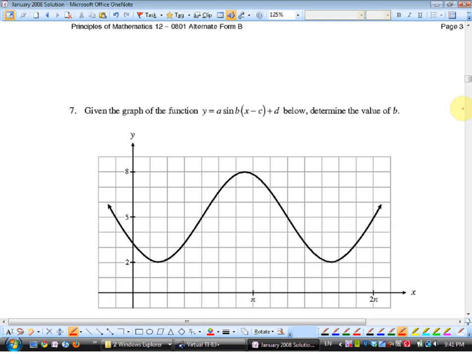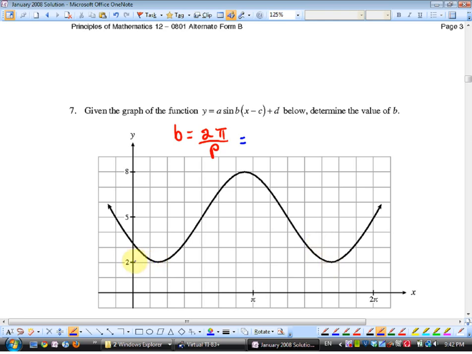Given the graph of that thing, find the value of B. Remember, B is 2 pi over the period. So, how long is the period here? This is a bit of a tough one. They haven't given me nice, easy points to work with. Normally, I try and go from a top point to a top point, but that's kind of halfway between, and I'll have another one. Or I'd go from bottom to bottom. That's kind of halfway between.